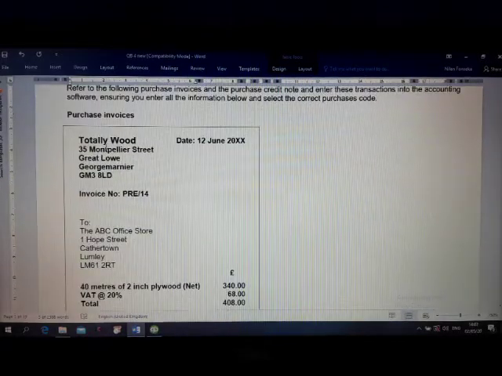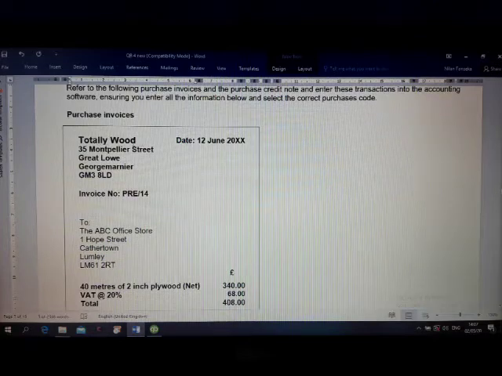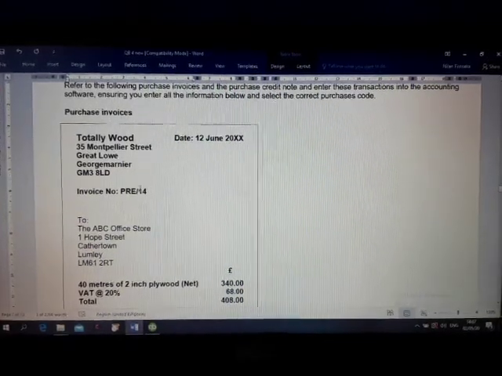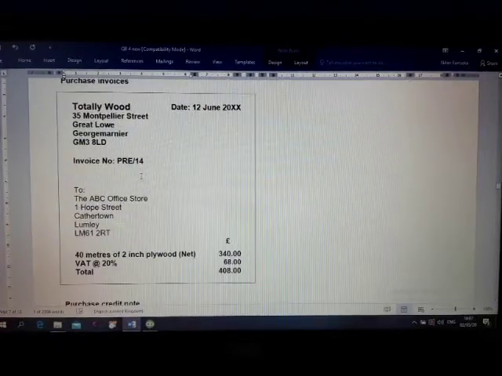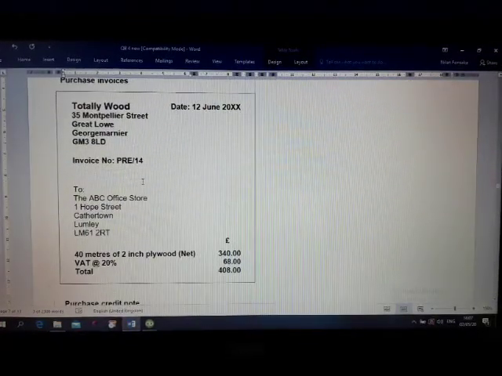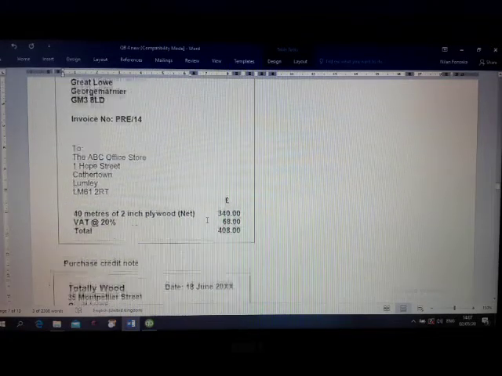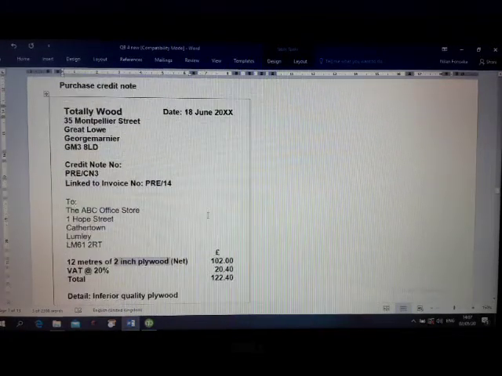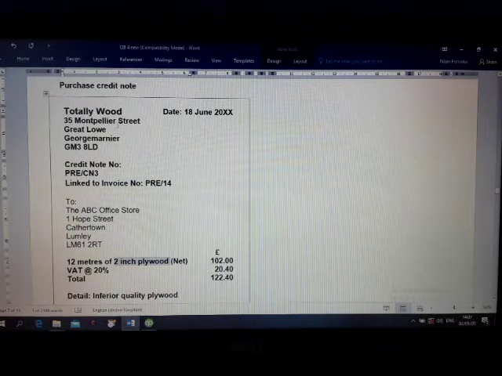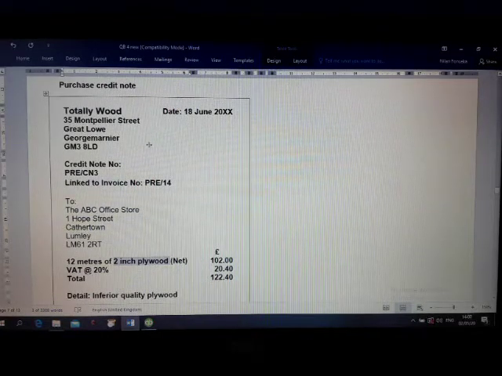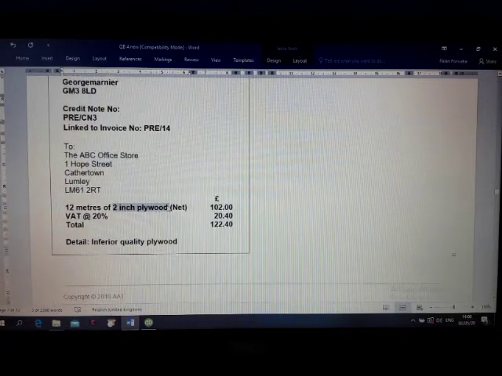Now look here. First one, this is Totally Wood. This is the address. This is the supplier. Then the invoice number is there, and this is the amount we have to pay. Somewhere, there was a return item, Totally Wood to return it, right?